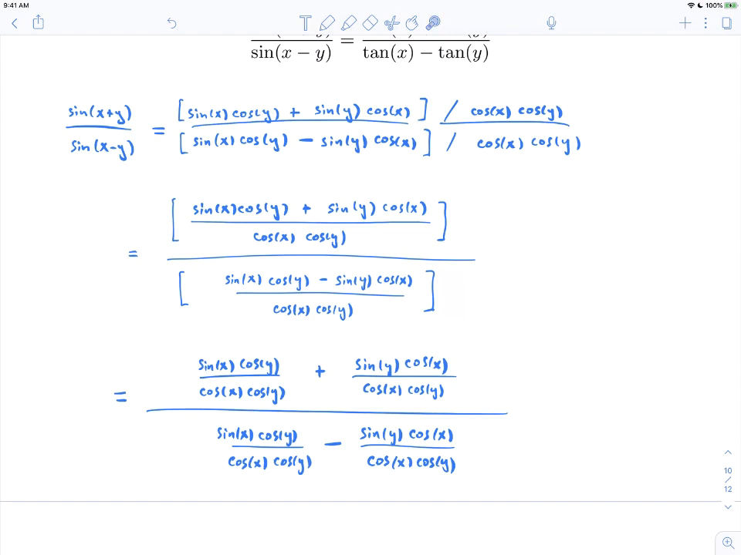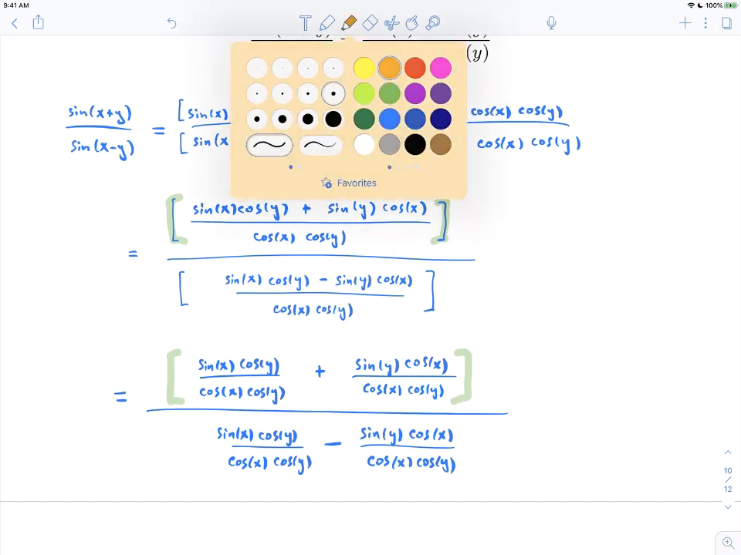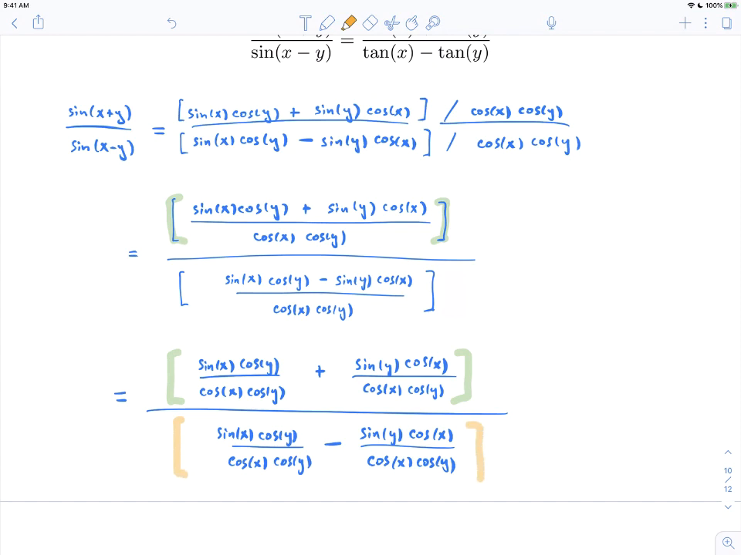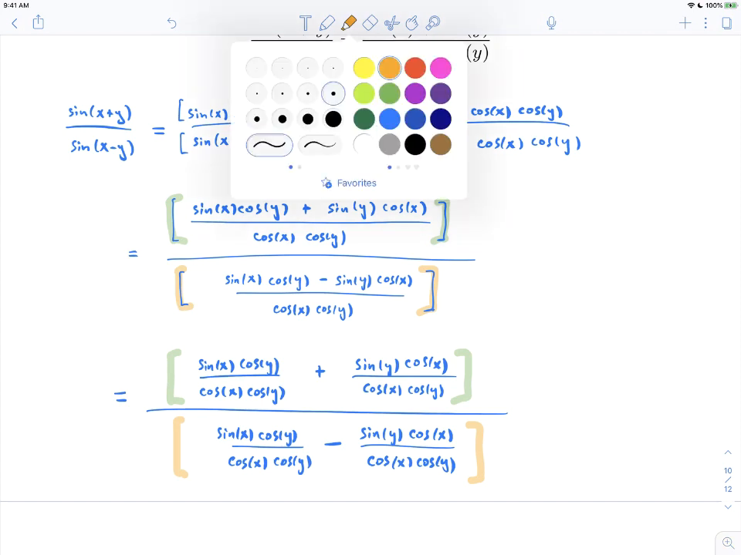So what have we done here? The numerator, we just broke it apart into two terms. And the denominator, we've done the same thing. We've broken it apart into two terms. So just to make sure everything's clear, the numerator is in green brackets, and the denominator, let's put it in orange, like so. Okay, that's this one. That's the denominator. Now it's a matter of canceling like terms.